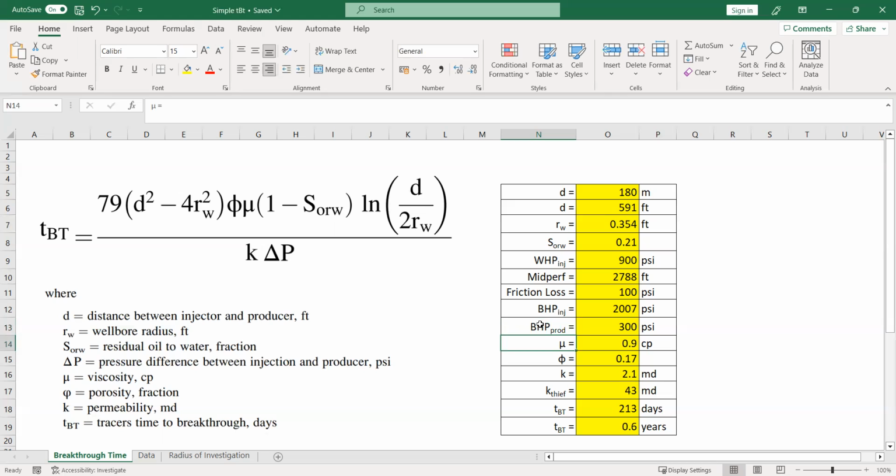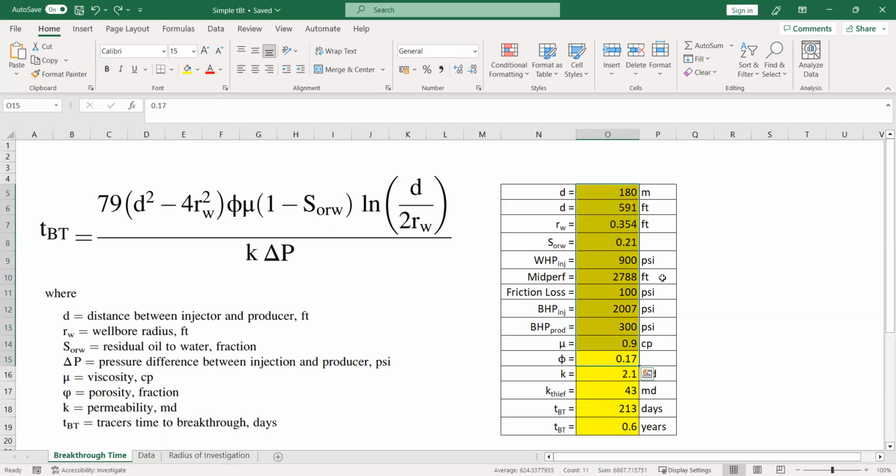And I check my laboratory report, the viscosity is 0.9. With porosity, I ask my petrophysicist friend or geologist friend, it's 0.17. Okay, of course you can change it, like change the viscosity or change the porosity. Change the porosity, and you see the time to breakthrough will be changed. But this is my starting data.